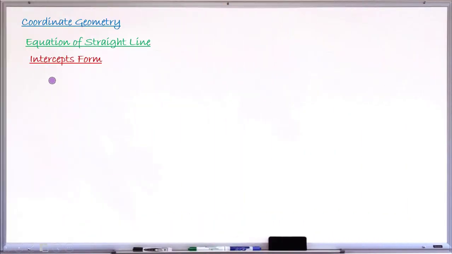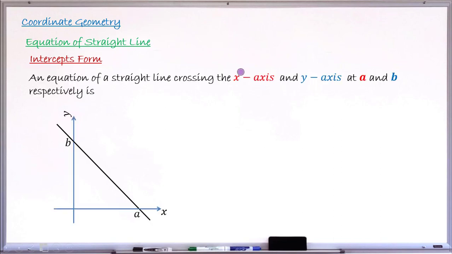To begin the lesson, let's learn what to do if we have the intercepts on the x and y axes that the line passes through, and we are asked to write the equation of that line. Consider a straight line crossing the x-axis and the y-axis at A and B respectively. A is the point where the line crosses the x-axis and B is the point where the line crosses the y-axis. As you can see in this drawing, this is the y-axis and this is the point where the line crosses the y-axis. It is the point B. And this is the x-axis, and at the x-axis is the point A where the line crosses it.